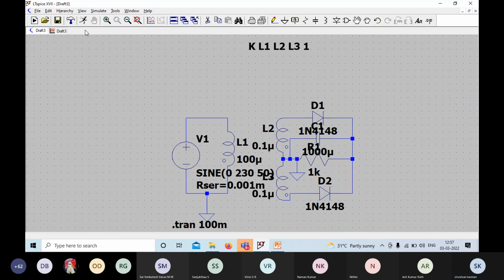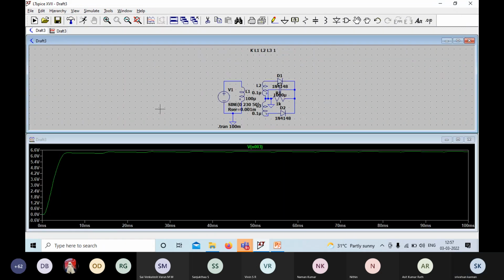Now you can see the result. So we'll get somewhat of a DC waveform. This is with the filter. Without the filter, you will get ripples in the output. So this is with filter and without filter. Sir, how much did you enter for the capacitor? 1000 microfarad. Okay, sir.